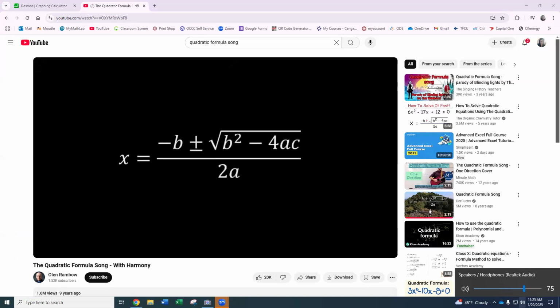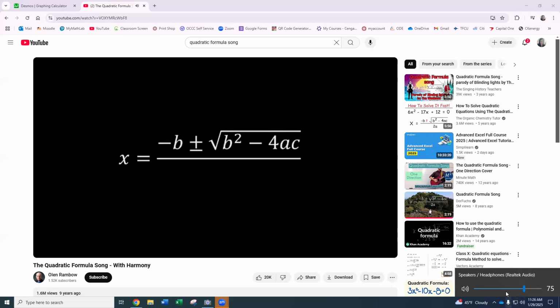Here is the song. Plus or minus the square root of b squared minus 4ac all over 2a. It's the Pop Goes the Weasel song. So x is equal to negative b plus or minus the square root of b squared minus 4ac all over 2a.